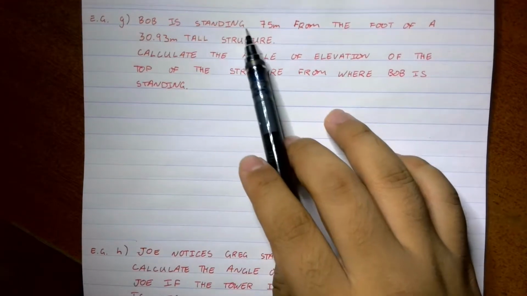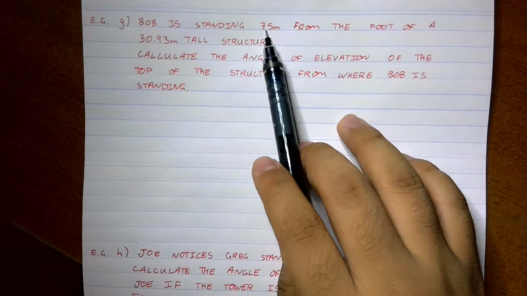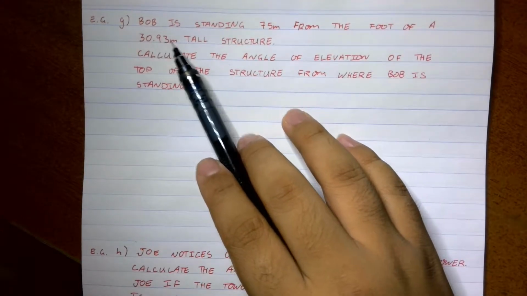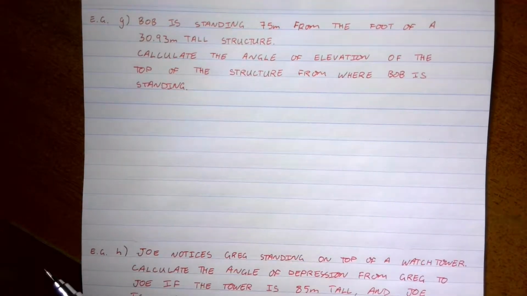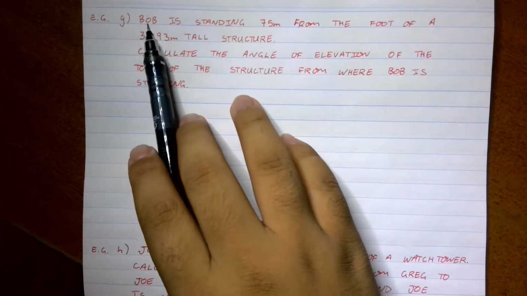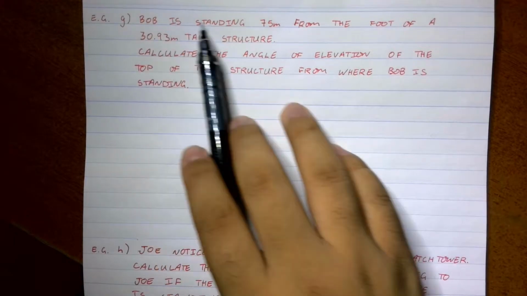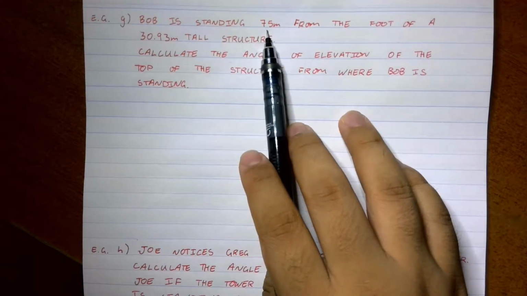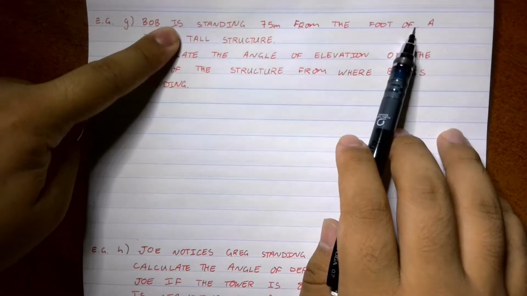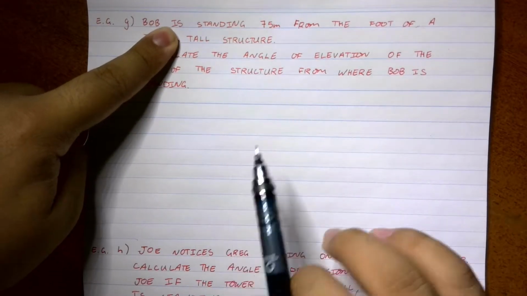So Bob is standing 75 meters from the foot of a 30.93 meter tall structure. Okay, this is a little bit wordy. Bob is standing 75 meters from a tall structure.